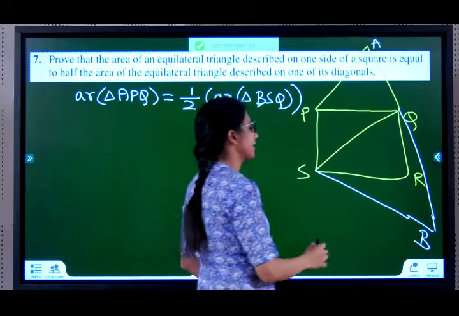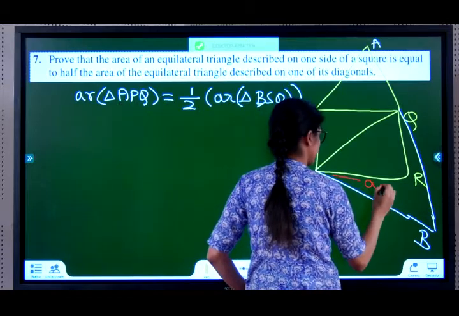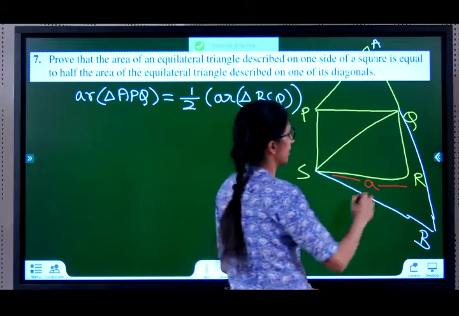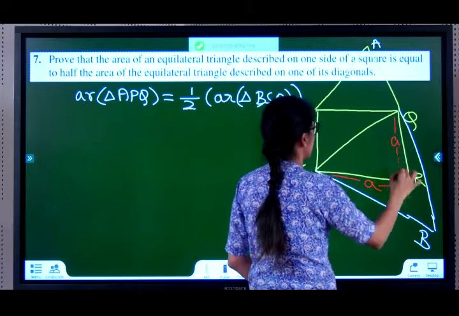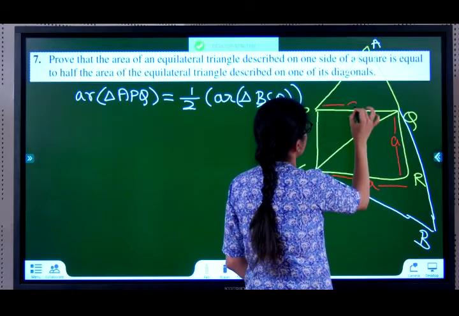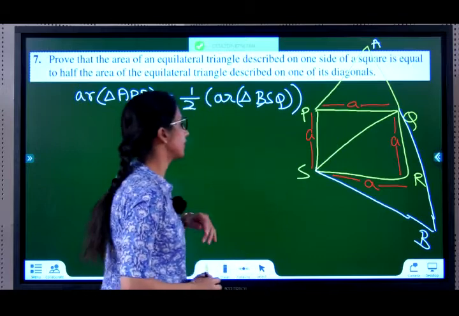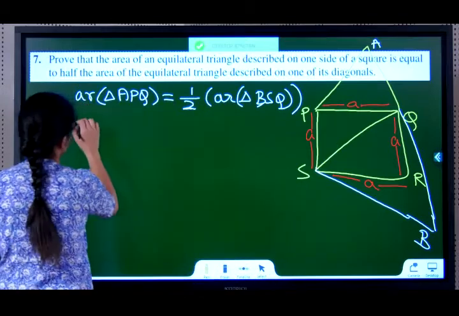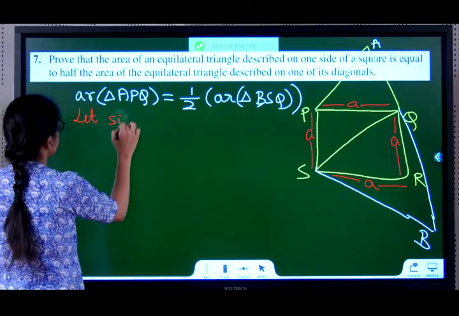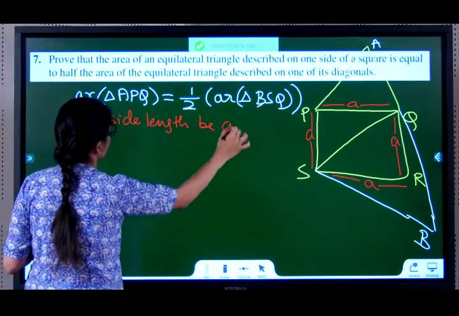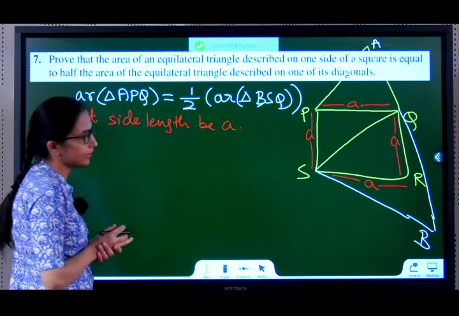How do we do this? If the side length is A, what will be the diagonal length? First of all, let side length be A.